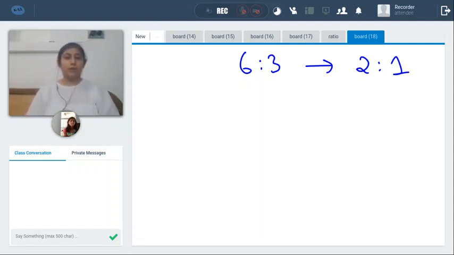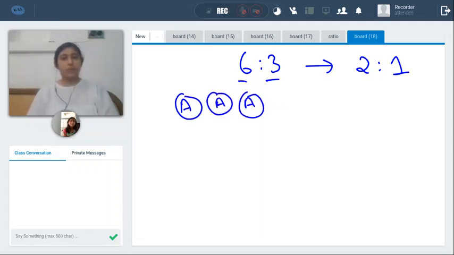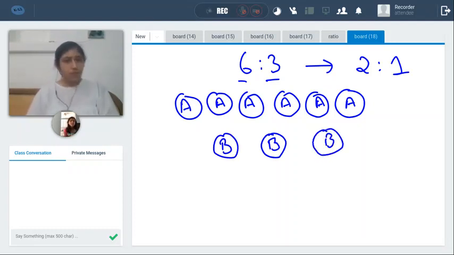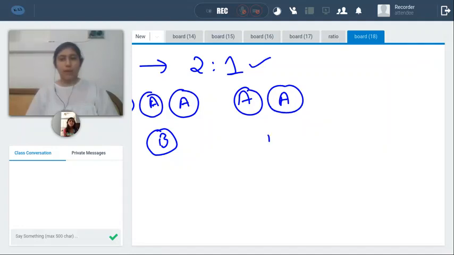So let us see one thing. The way we read 6:3 is that we have 6 apples, say, for every 3 bananas. This is how you say 6:3. So you have 6 apples for 3 bananas. This is how you read it. And what is 2:1? It is that for 2 apples you have 1 banana, right?